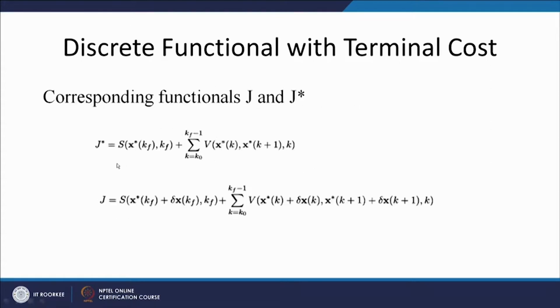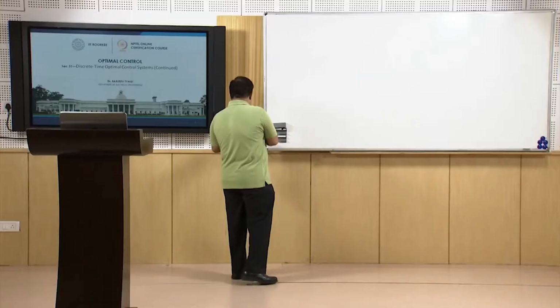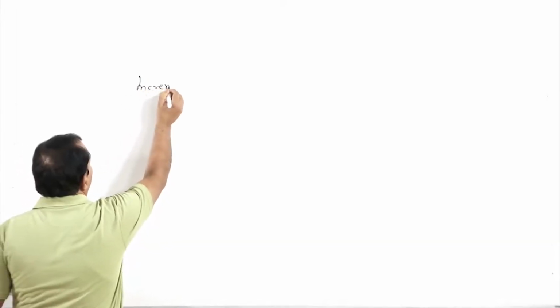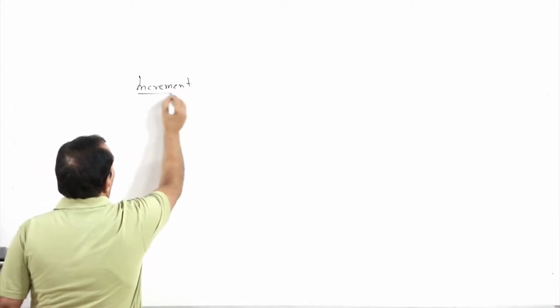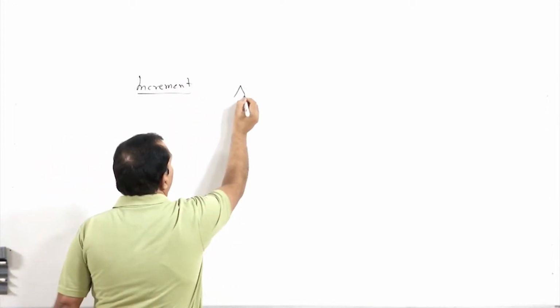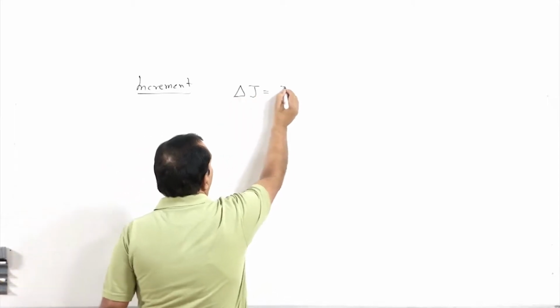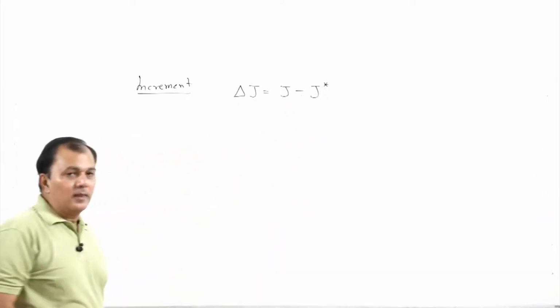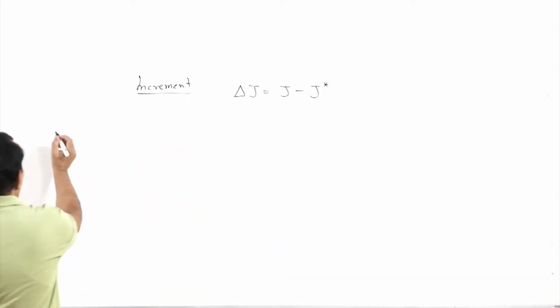Again we define j star in terms of the terminal cost and j at the point x star kf plus delta x of kf at the variational point. So, after defining j star and j, my next step is to find the increment, and how we define the increment: delta j as j minus j star.